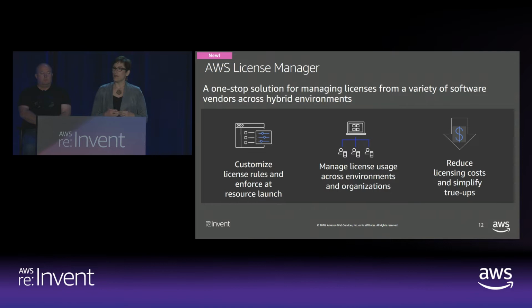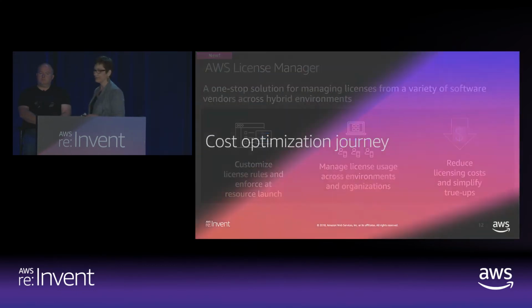This new service is going to help you track and measure the Microsoft licenses you bring to AWS. And that's going to help you sail through your true-ups. But it's also going to give you a centralized view of how all your licenses are used based on your rules and prevent overages and misreporting issues, and in the end, help you to reduce your licensing costs.